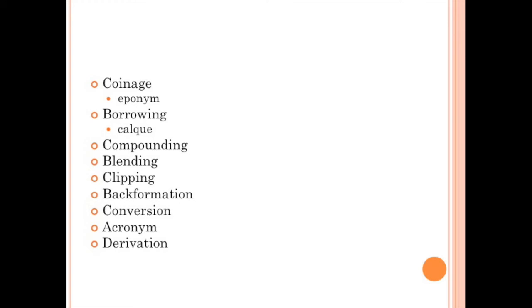So here we have 9 types of word formation with a couple of subtypes. Can you come up with examples for most of these? Can you come up with examples of coinage, borrowing, compounding, blending, clipping, back formation, conversion, acronym, or derivation? You might find some of your examples have undergone 2 different processes of word formation. They might have been both borrowed and then back formed.